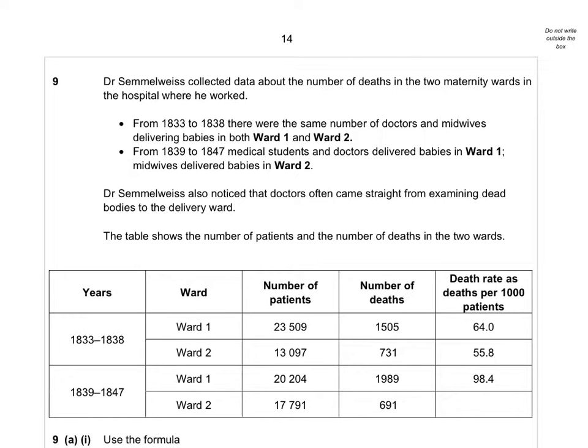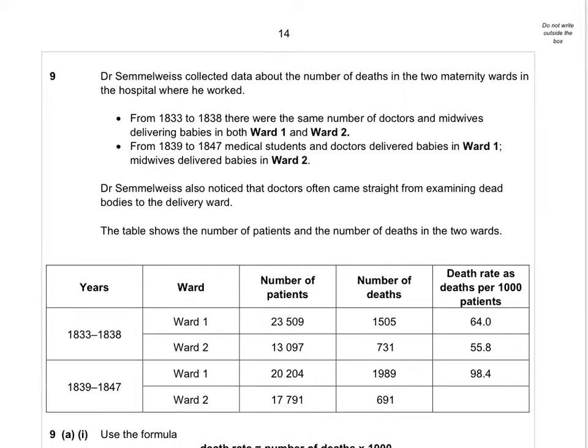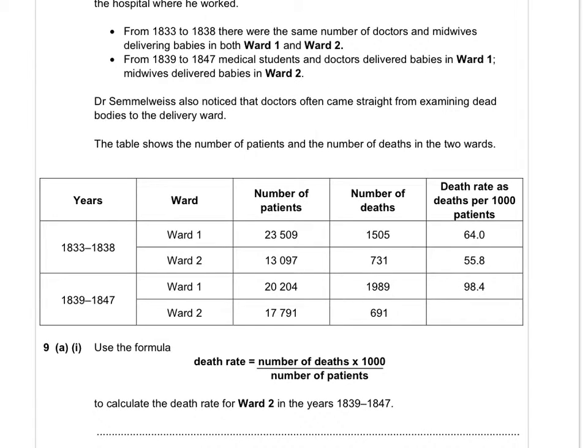Okay, question 9. Dr. Semmelweis collected data about the number of deaths in 2 maternity wards in the hospital where he worked. From 1833 to 1838, there were the same number of doctors and midwives delivering babies in Ward 1 and 2. From 1839 to 1847, medical students and doctors delivered babies in Ward 1, midwives delivered babies in Ward 2. Okay. Dr. Semmelweis also noticed that doctors often came straight from examining dead bodies to the delivery wards. This is why I say it's important that you pick out the information. That will be a key thing for later.